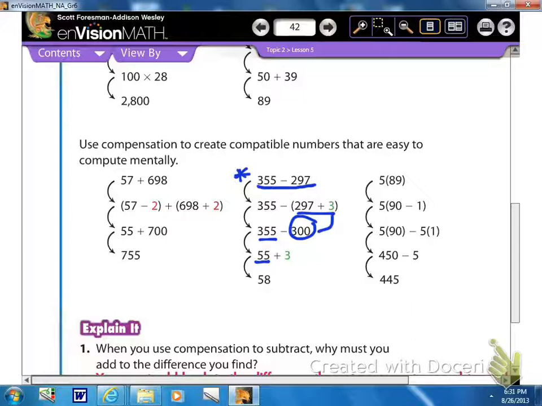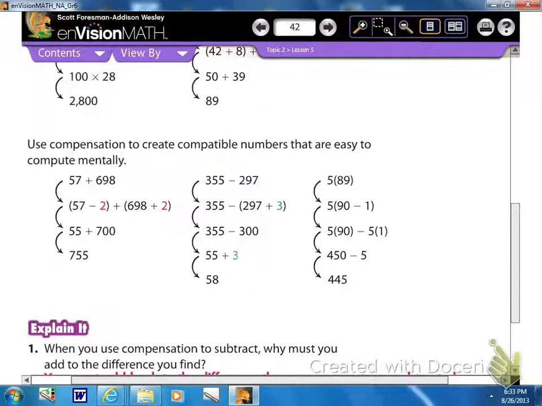So I actually took away 3 more than I needed to, which is why you add that 3 back on there to get 58. Look at that again. I added 3 to what I was taking away. So I took away 3 more than I needed to, which is why I had to add that 3 back on. Okay, then one more example.